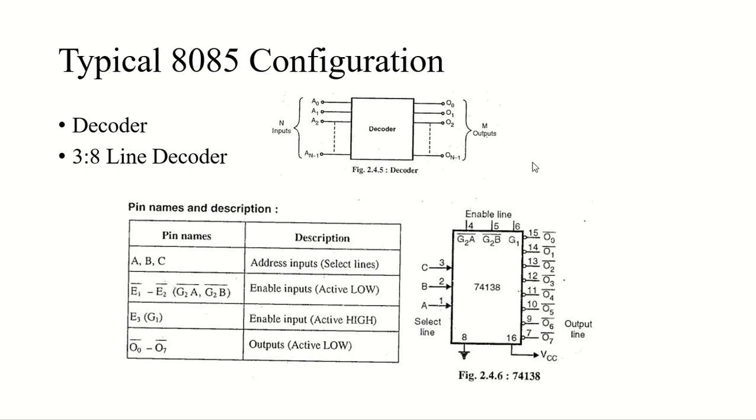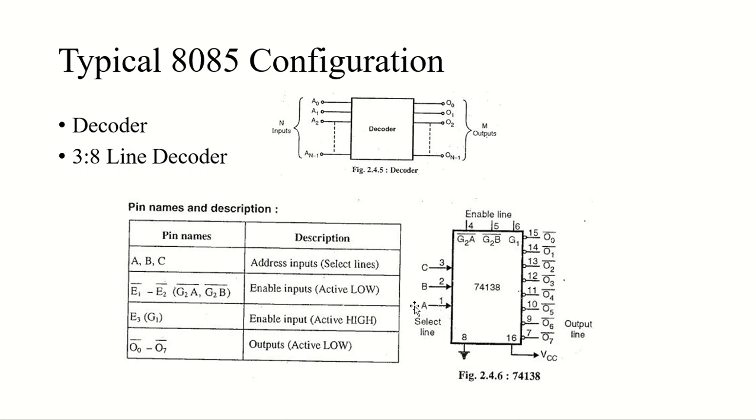So this 3 by 8 line decoder, also called IC 74138, is widely used in microprocessor or microcontroller based systems, and you will find it very frequently whenever you work on microcontrollers, even on microprocessors as well. So it's a high speed 1 of 8 decoder or demultiplexer. And let's see the pin diagram of it.